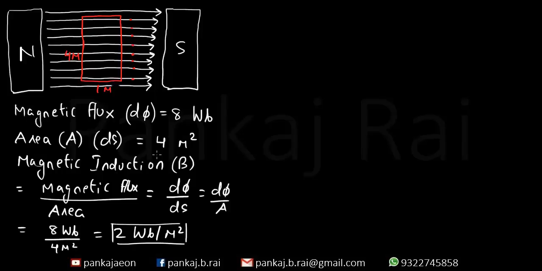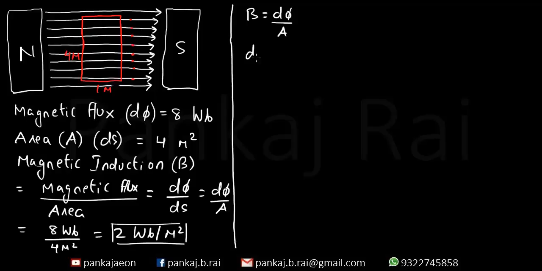And what is magnetic flux? Magnetic flux is the number of lines passing through a given area. So we have our first formula of EMI over here, that magnetic induction B is d phi by A. We can also say that d phi, which is the magnetic flux, is BA, which is the magnetic induction times area. Now we have to remember this, and let us move ahead.